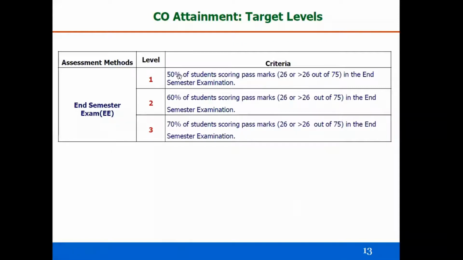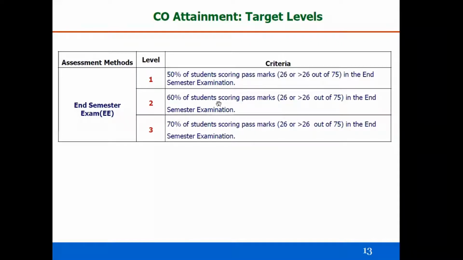Suppose the minimum pass percentage here is 40%, let us assume. You can take plus or minus 10 or 15 higher than the pass percentage. Here I have taken 50% of students who scored passing marks. Out of 75, 26 are the passing marks. So in the end semester examination, if 50% of students secured 26 and above, then that is level 1.